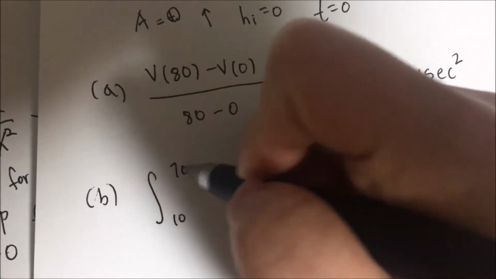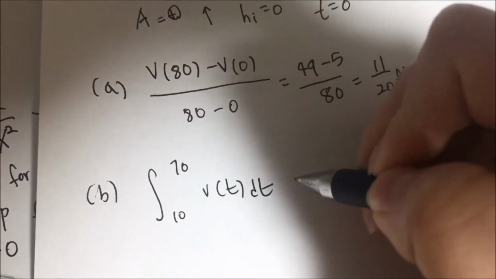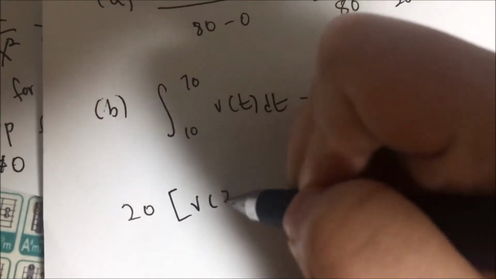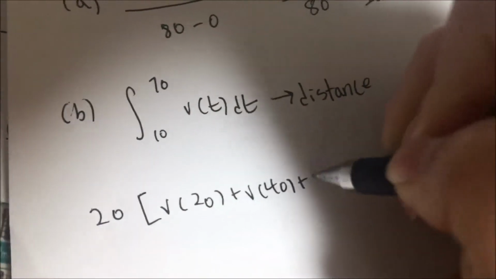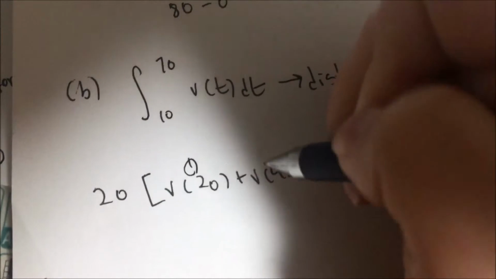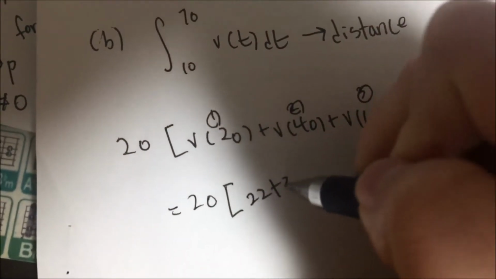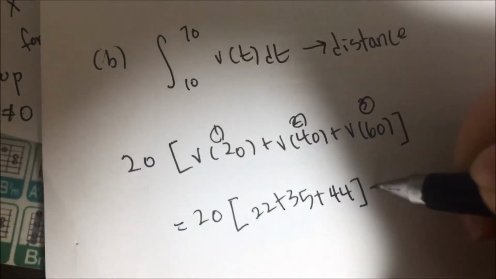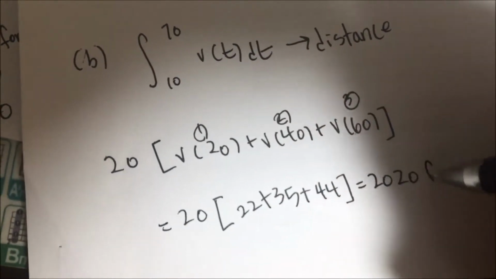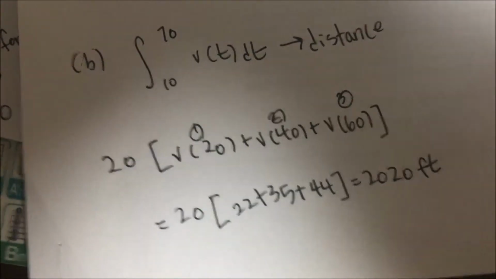So if we use a midpoint Riemann sum with 3 subintervals, we can pick 20, 40, and 60. So we should plug in the values according to the table, which means 20 brackets 22 plus 35 plus 44 close brackets equals 20 feet.